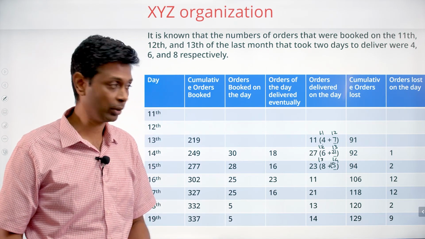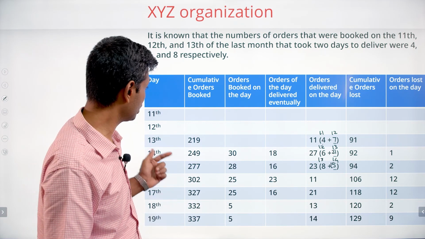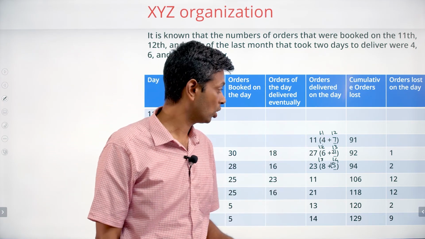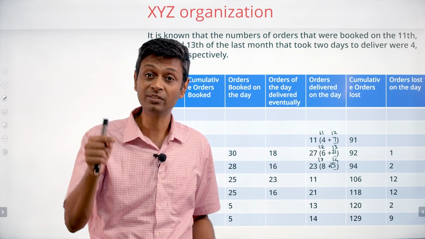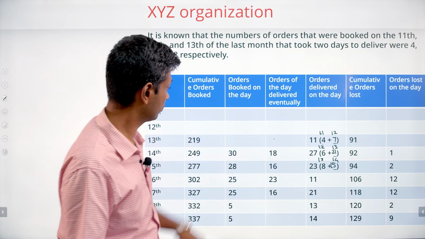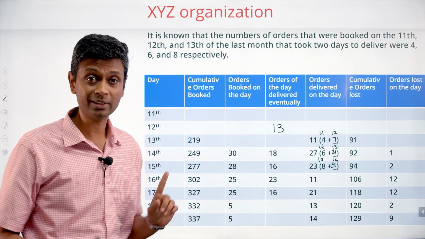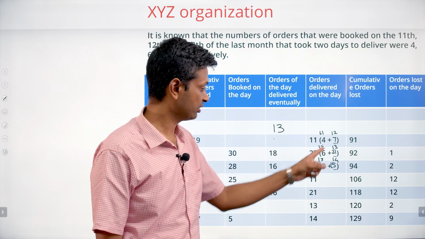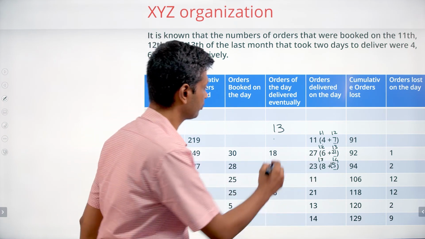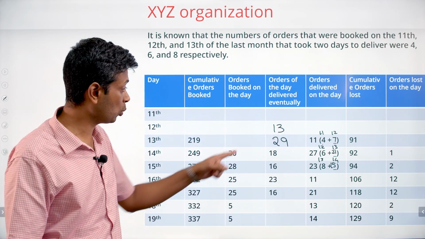Now, this tells us straight away, orders for 12th that were delivered on 13th is 7. Delivered on 14th is 6. Or 7 plus 6, 13 were delivered eventually. This number for 12th is 13. Orders for 12th that were delivered is 13, 7 plus 6. Orders for 13th that were delivered is 21 plus 8, 29. We can fill that in because we know what was delivered.